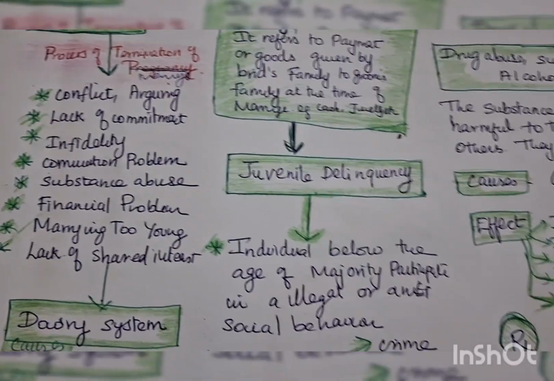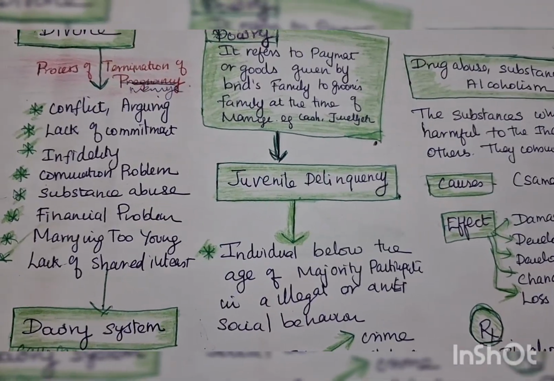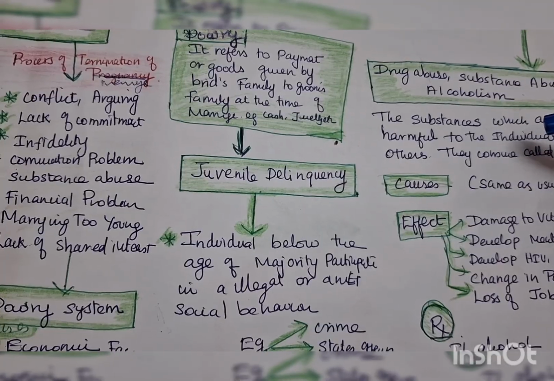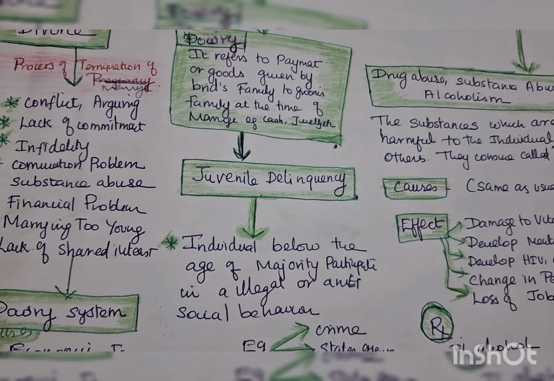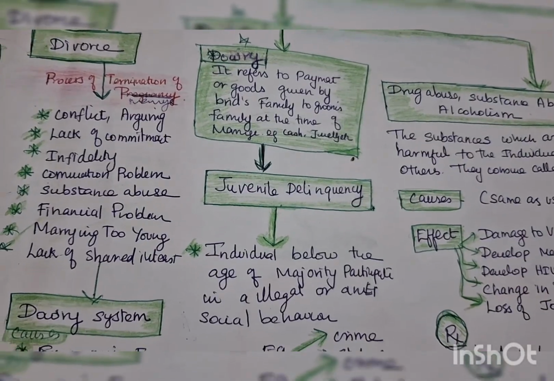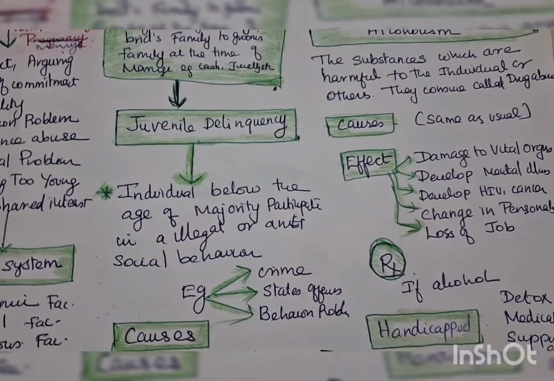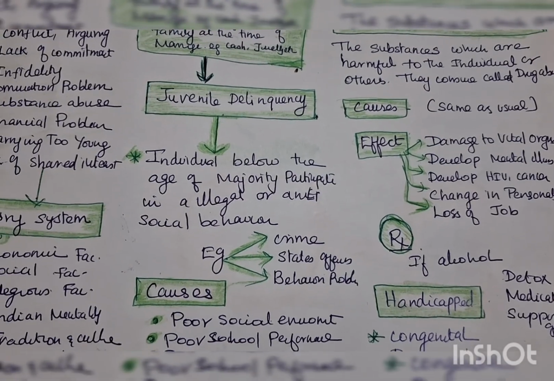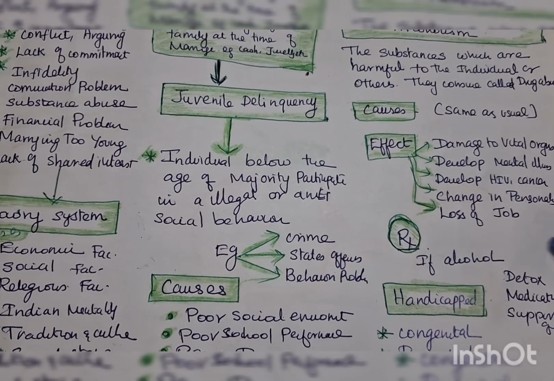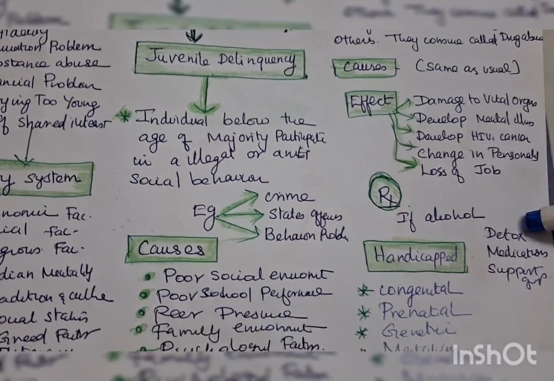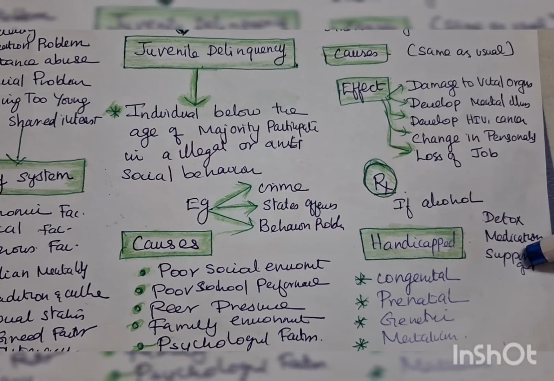Then another thing is drug abuse and substance abuse, alcoholism. Substances which are harmful to the individual, they consume. Causes are the same as usual, we have discussed now. The effects are damage to the vital organs, development of mental illness, HIV, AIDS and cancer, change in personality and losing the job. Alcoholism, if there is alcohol, the same thing, you go for detox medications and support therapy.